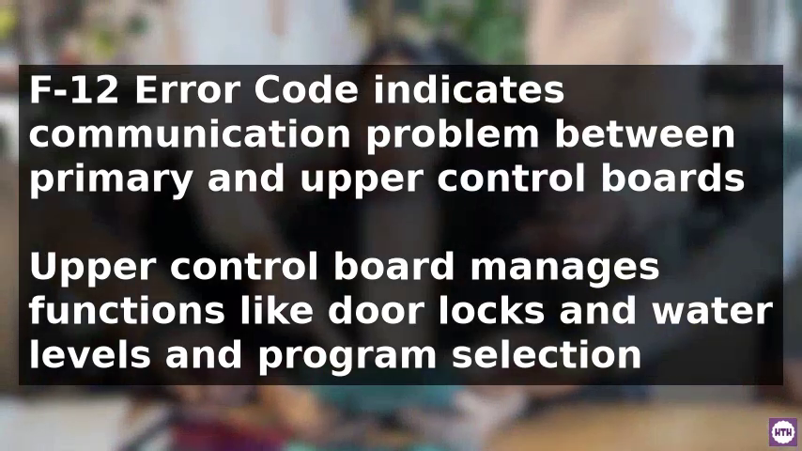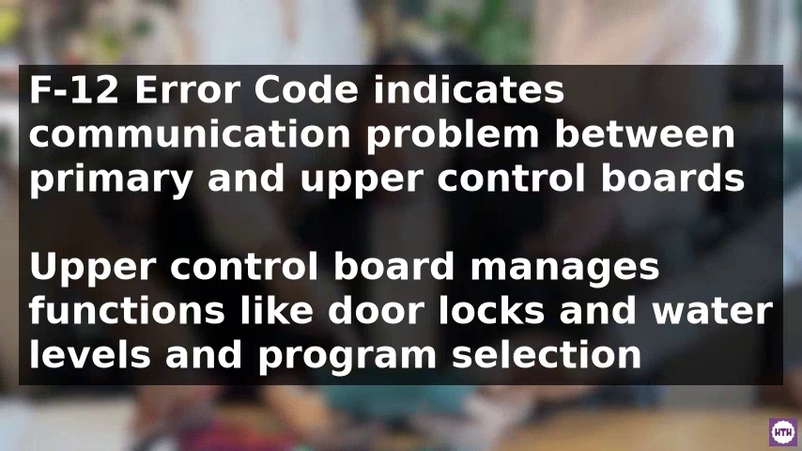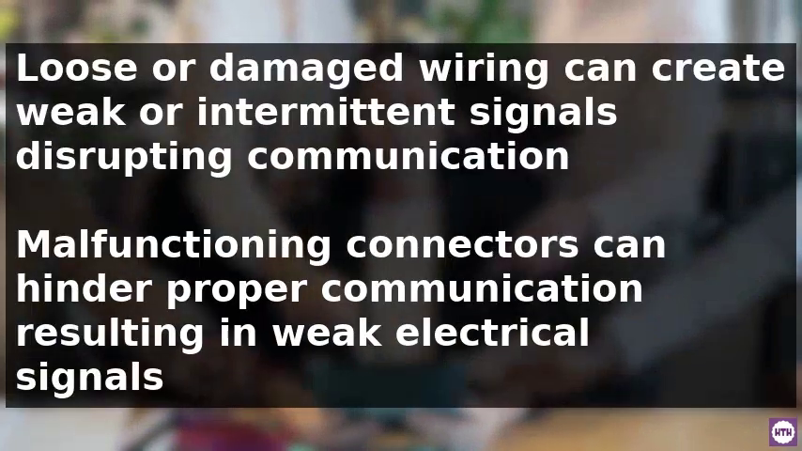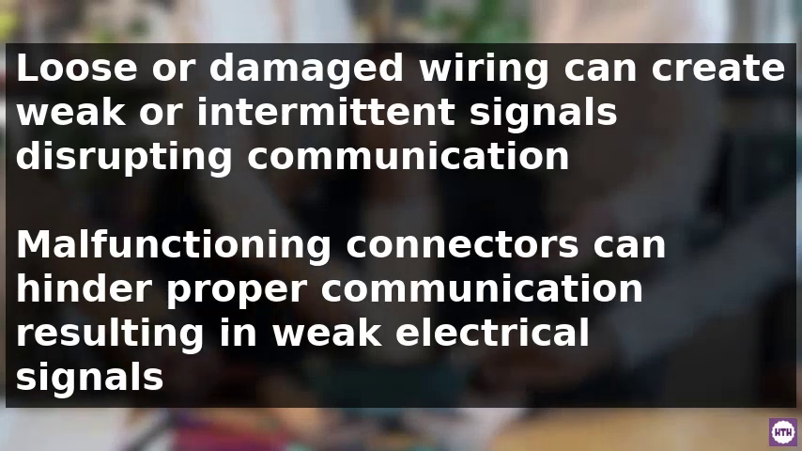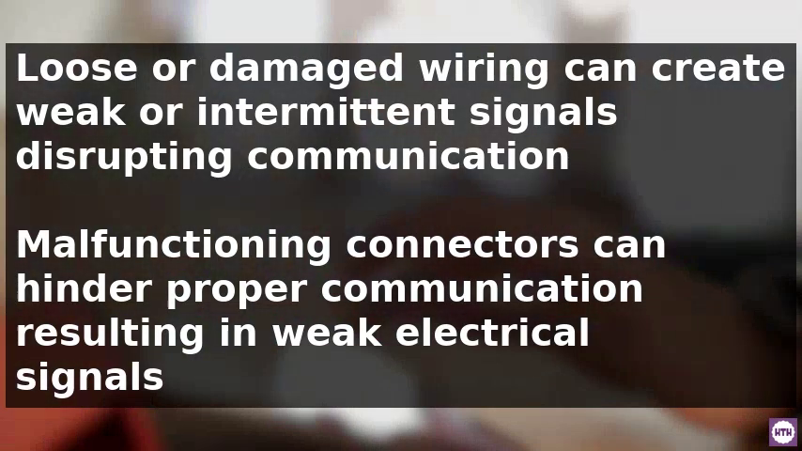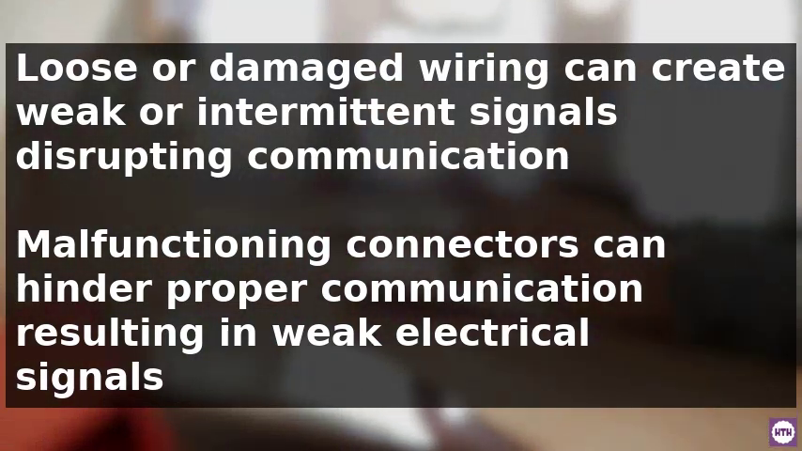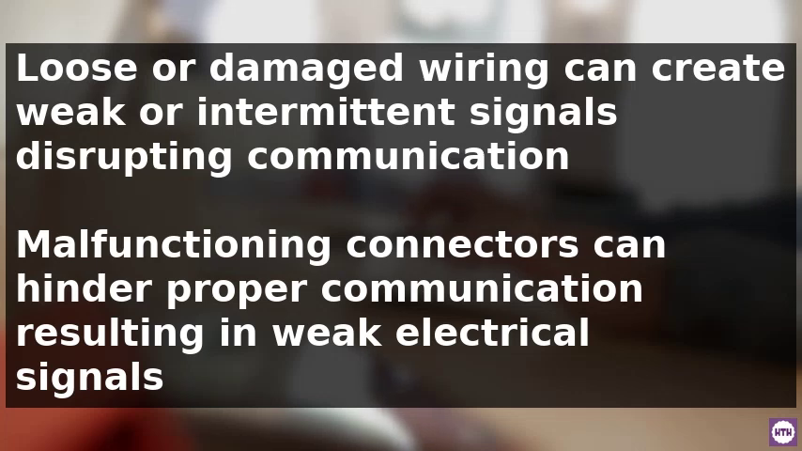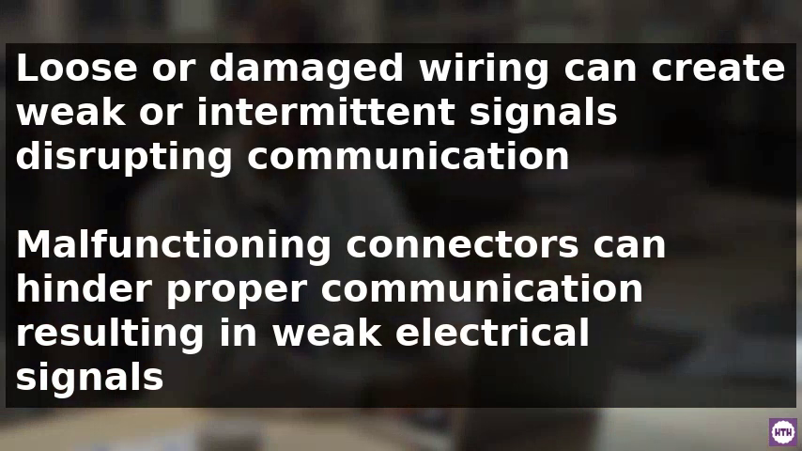This error can be caused by loose or damaged wiring, faulty connectors, or a defective control board. Loose or damaged wiring can create weak or intermittent signals, disrupting communication between the boards, while malfunctioning connectors can hinder proper communication, resulting in weak and interrupted electrical signals. A defective control board may fail to send or receive signals, leading to communication errors.